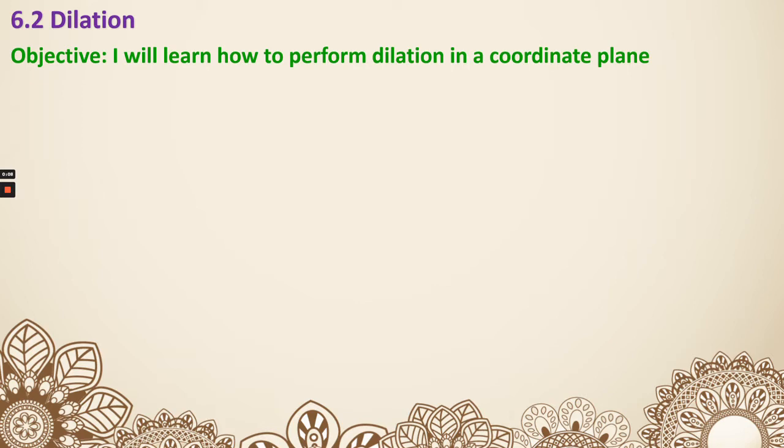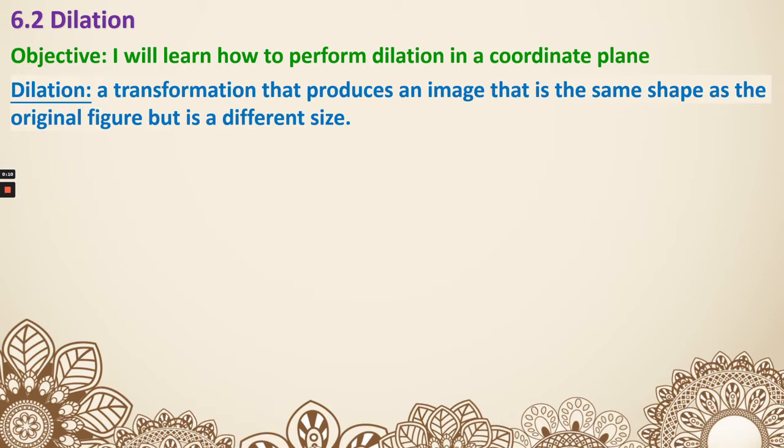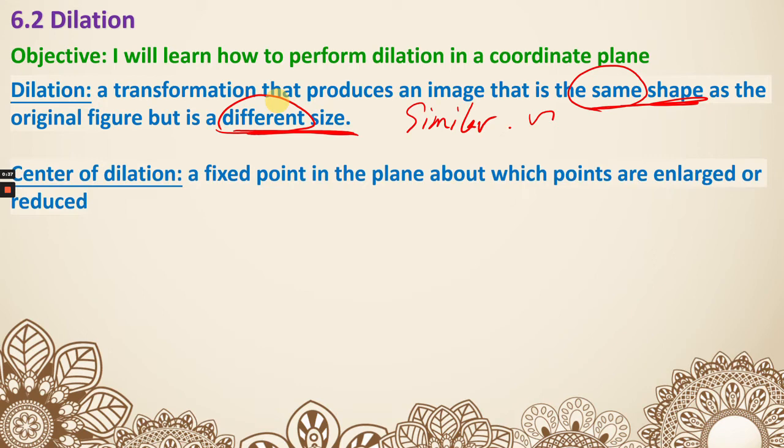Today we're going to talk about 6.2, where we will learn about dilation. Start with the definition. Dilation is a transformation that produces an image, emphasizing it is the same shape but a different size. If you recall, we learned in Unit 5, if two shapes are the same but have different sizes, they are similar shapes. And we can also use that symbol to represent it. So basically, dilation is talking about similarity in shapes.